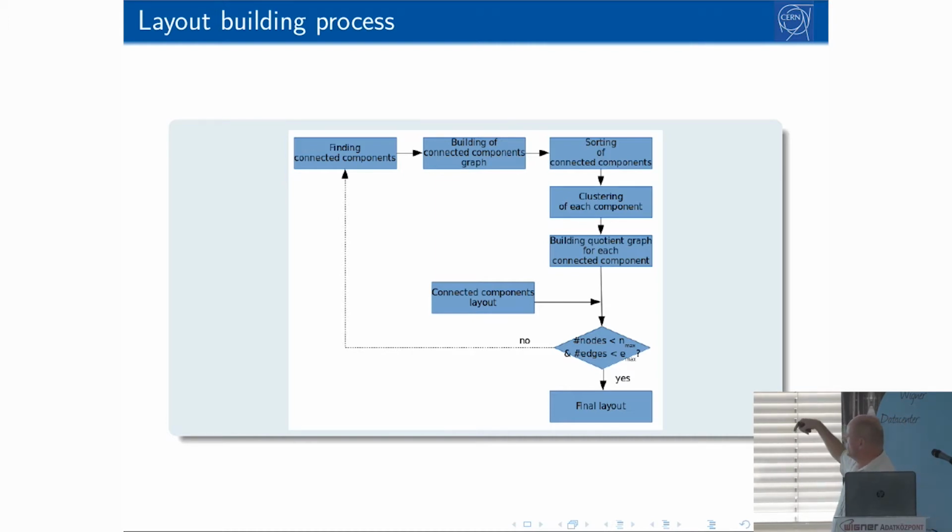Then we clusterize each component, build the quotient graph for each connected component, and we also compute the connected components layout separately. At this stage, if the number of nodes and edges is under a certain limit, we just display. Otherwise, we have to recalculate for the quotient graph and try to summarize. We just do one loop at the moment, but we might do it several times.